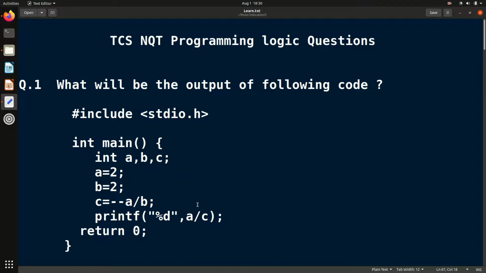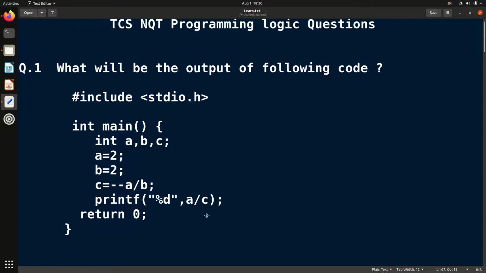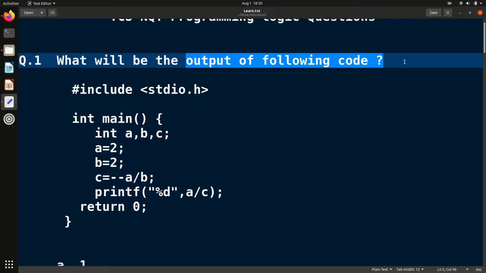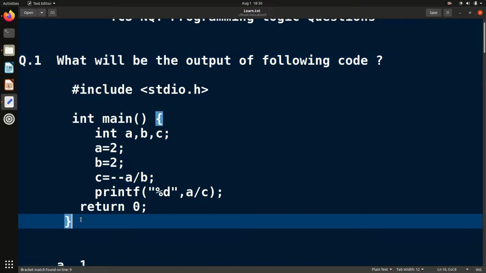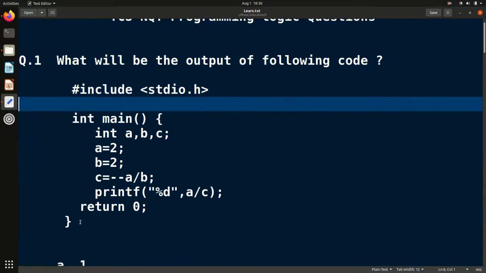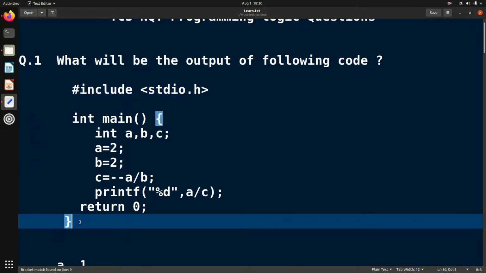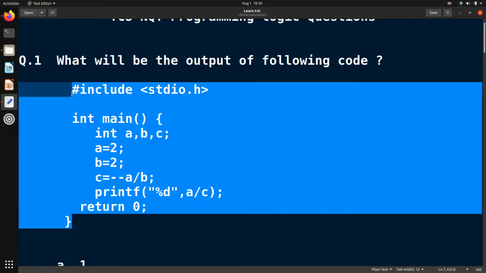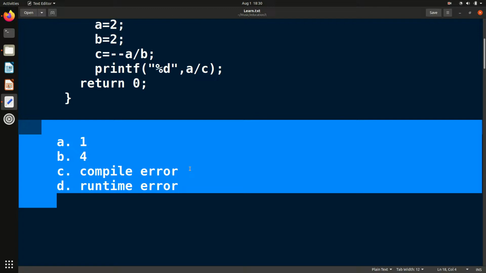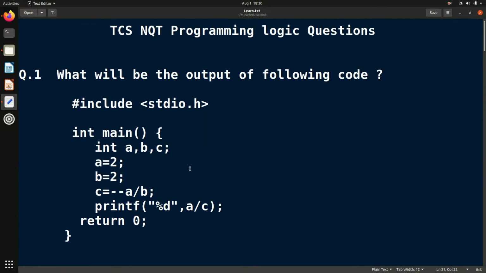Okay, so we will discuss some programming questions. This is the first question, and we have to find what will be the output of the code. I hope all of you are aware that this code is written in the C programming language. These are the options. You can pause and try.